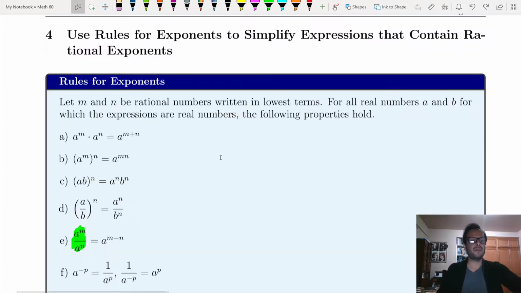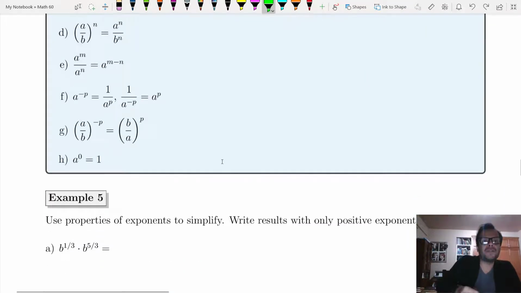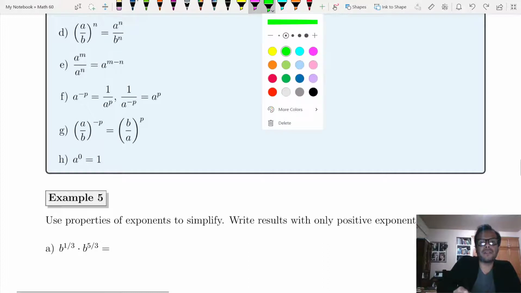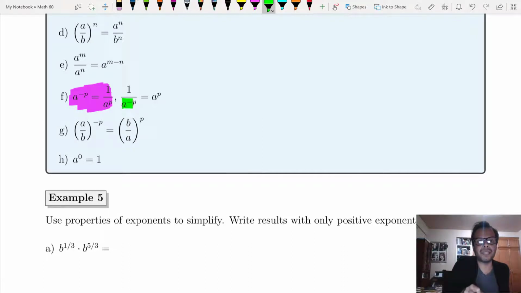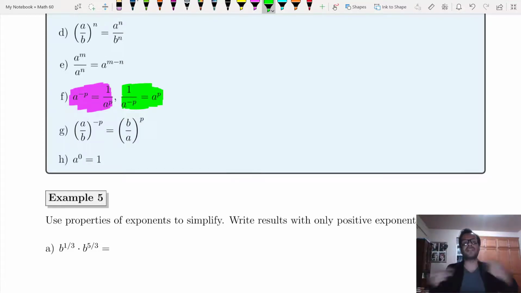Letter F. For letter F, what do we do? Letter F is given in two parts essentially. Every time you have a quantity to a negative power, write it as 1 over that quantity to the positive power. On the other hand, if you have that negative power in the denominator, move it to the numerator with a positive power. That's like going back and forth.